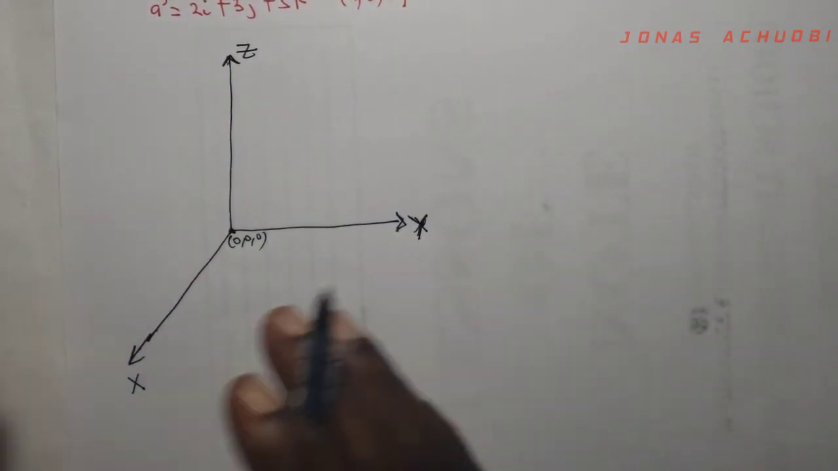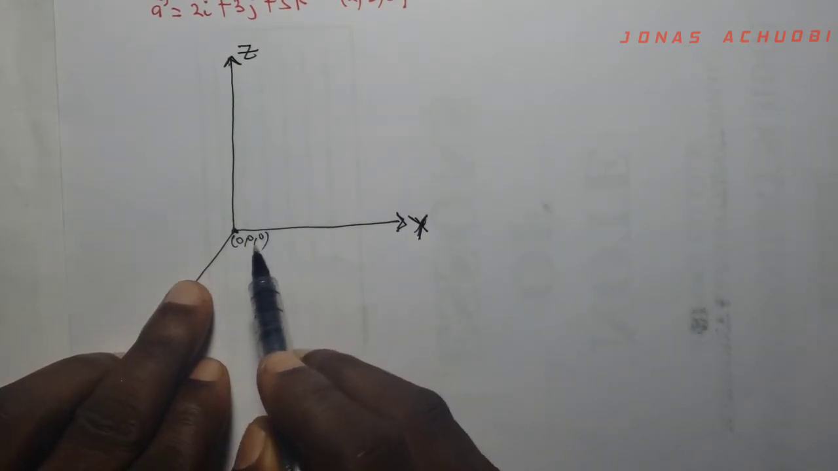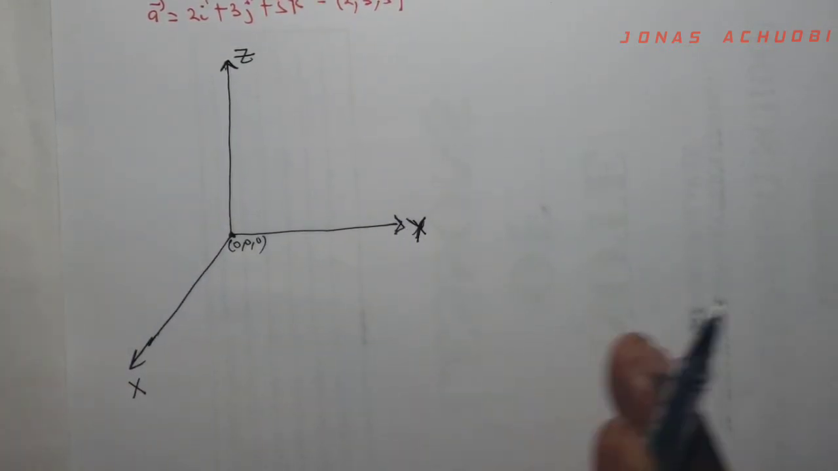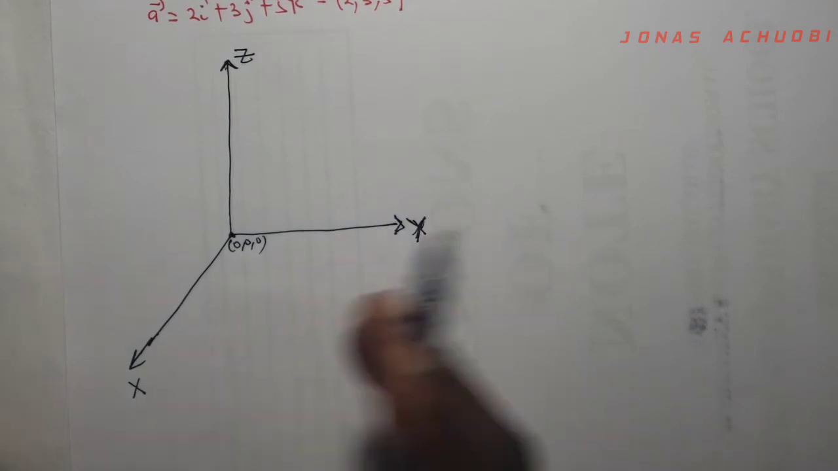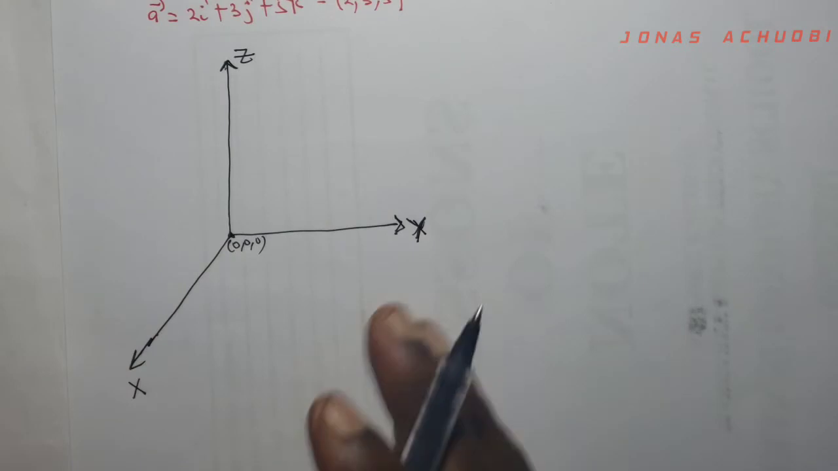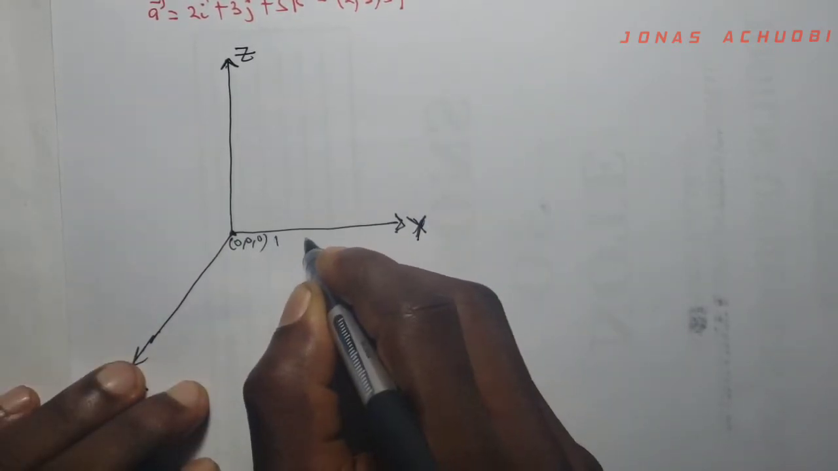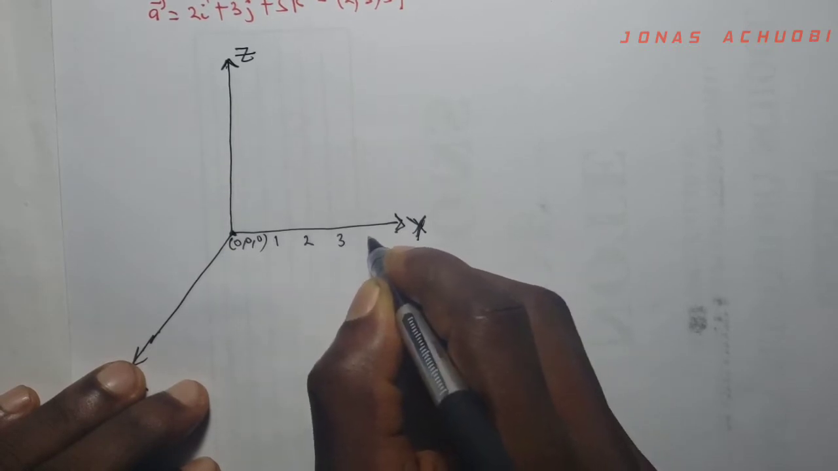I wouldn't want to make my diagram too clumsy, so I'll just forget about the unit vectors, but I hope you understand that they are there. Very good. Okay, with that said, let's now locate our point. I like to just calibrate this axis for clarity's sake. So this is 1, this is 2, this is 3, so here is 4.